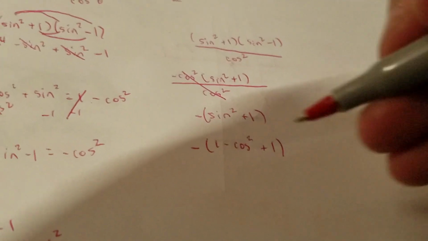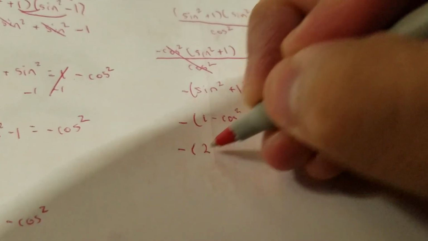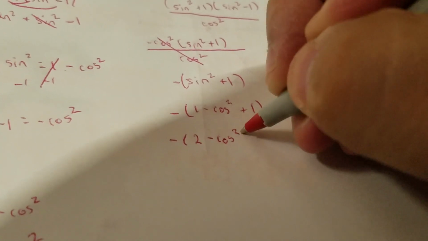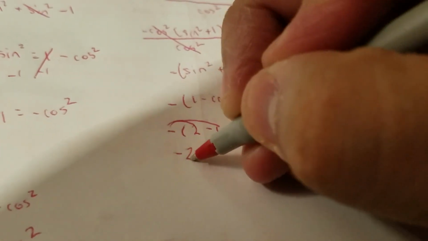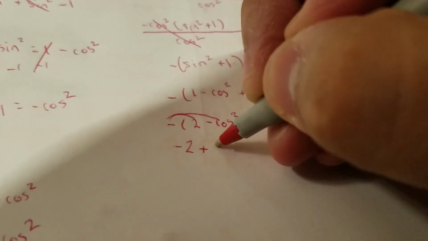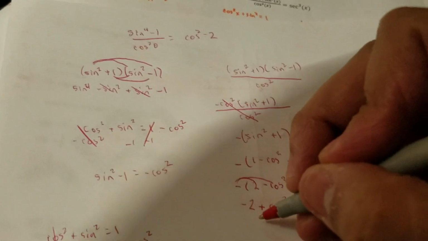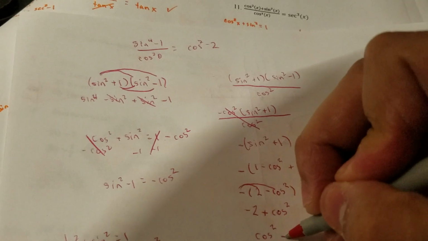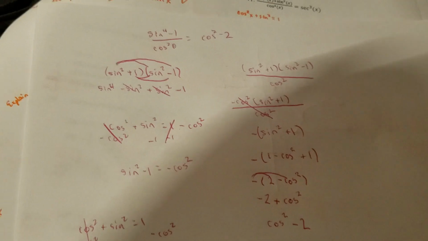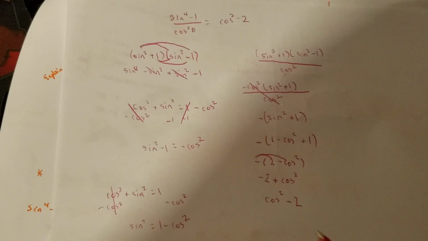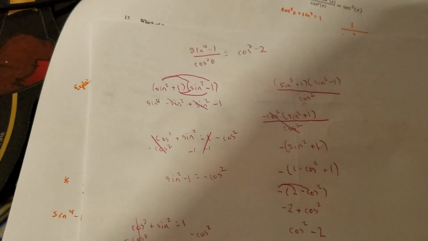And here at this point, guys, now I can add like terms. So 1 plus 1 is 2. So I still have the negative out here. And now it's 2 minus cosine squared. And then when I distribute the negative, this becomes negative 2, and negative times negative is positive, so plus cosine squared, which when I rearrange it is cosine squared minus 2, which is the answer that I was looking for. So again, using that property, we used it quite a bit, I can get to the answer.